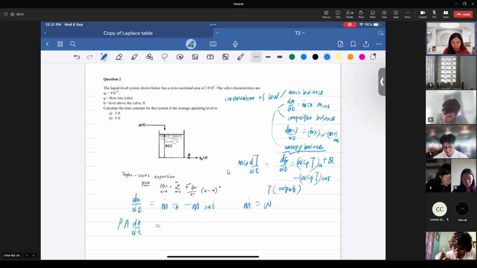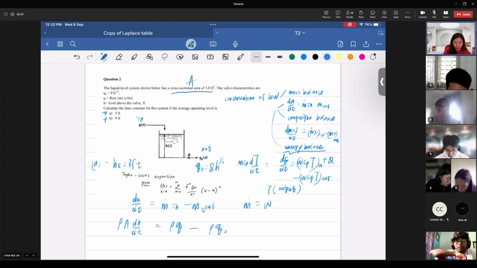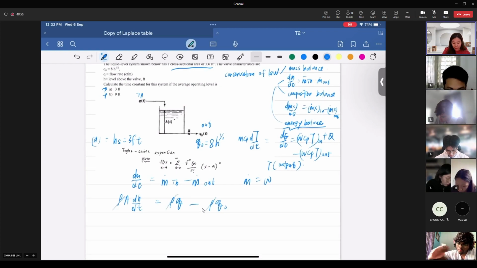Here, concentration is not given, so again we are using rho Q in, this is the in, this is the out, minus rho Q naught. And they give the relationship between the level and the exit flow rate as Q naught equals 8H to the power 1 over 2. The A here is 3 feet square. So now you have the A and B. We do the A first, where HS is equivalent to 3 feet, then we'll do the B. Repeat the same: you cancel the density and substitute the Q naught given as 8H to the power 1 over 2.